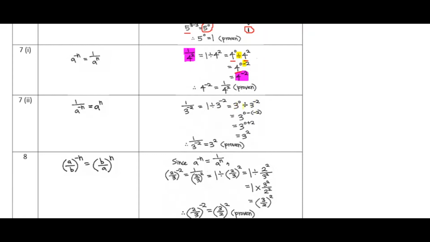So combine the powers because it's a divide. So it's a minus: 0 minus minus 2. Minus minus becomes plus, so it becomes 3 to the power of 0 plus 2. That will give me 3 squared. So in other words, I have proven that 1 over 3 to the power of minus 2 is the same as 3 squared. Correct? So the 1 over cancels away with the negative power to just give me the original 3 squared. So I've proven this.